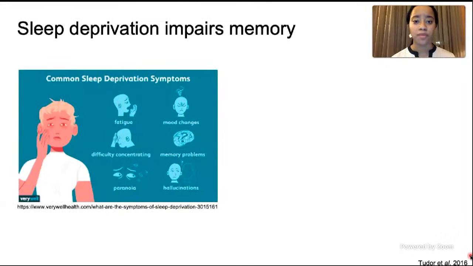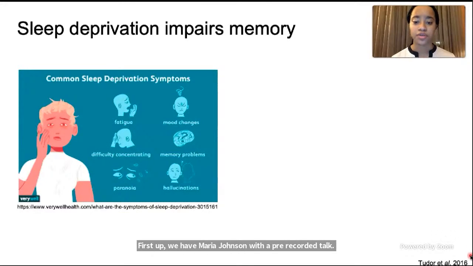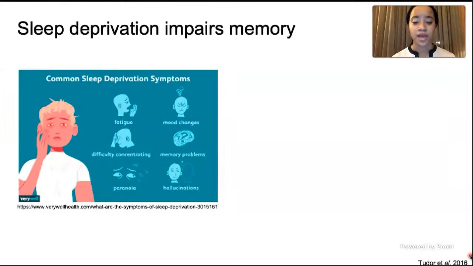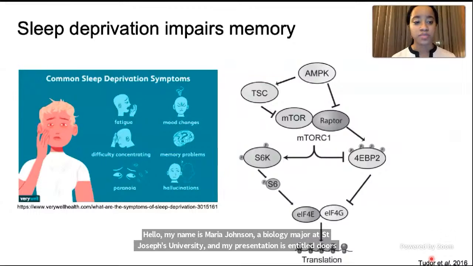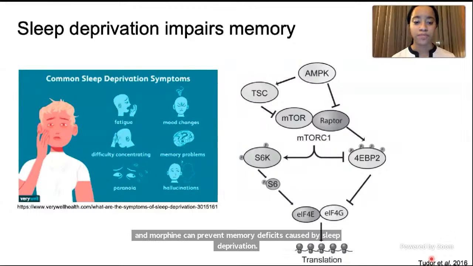Sleep deprivation is a common problem and occurs in 33% of adults, according to the CDC. Sleep deprivation can cause many issues, but the issue I'll be speaking about today is specifically the memory problems caused by sleep deprivation. The AMPK-mTOR pathway has been well implicated in memory consolidation. Sleep deprivation specifically affects memory consolidation.